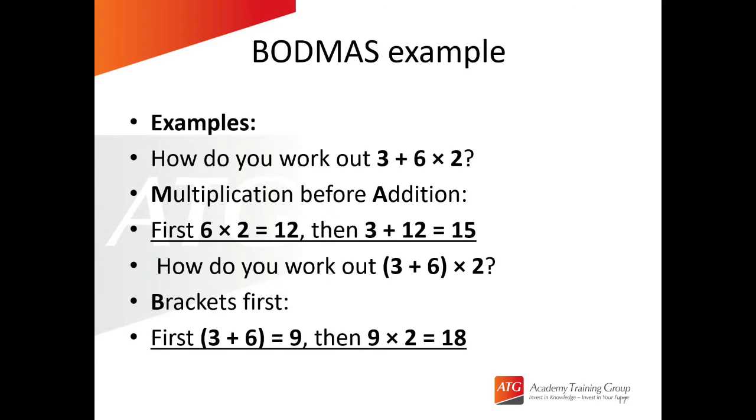So how would you work out (3 plus 6) times 2? Well, according to BODMAS, we would do the brackets first. So 3 plus 6, which is 9. And then, because the M comes afterwards, you multiply it by 2 to get 18.